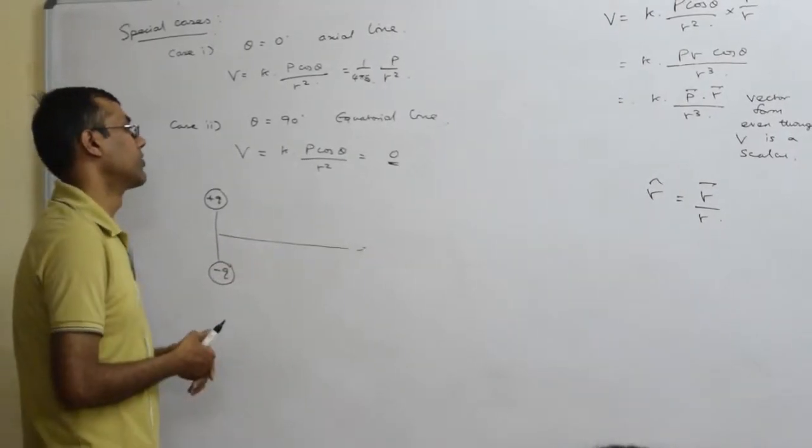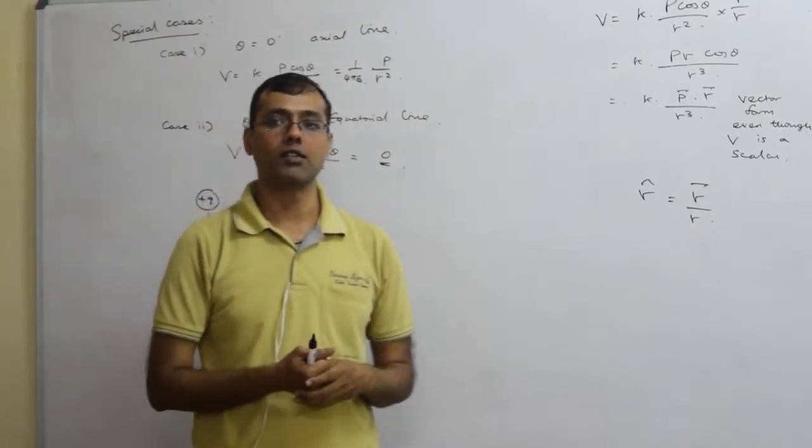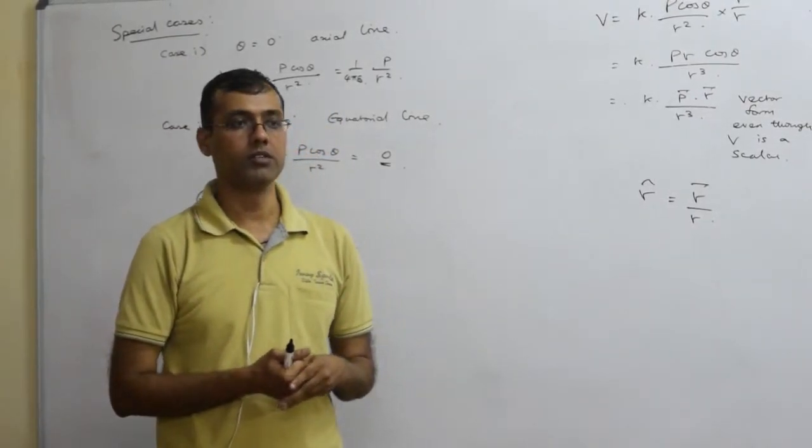So, take it down. The physical meaning of this is whenever you are pushing the charge on the equatorial line, the work done is 0.